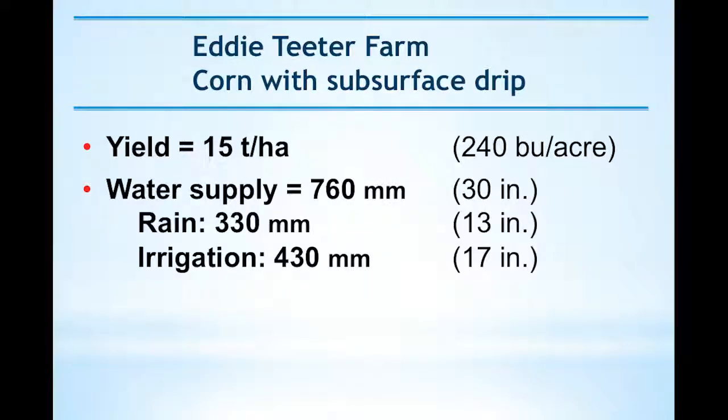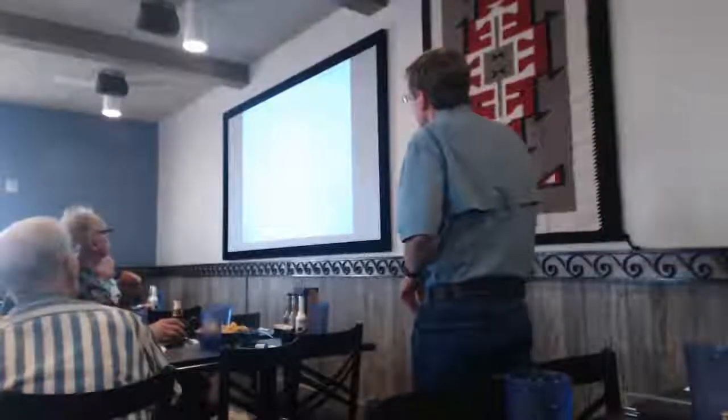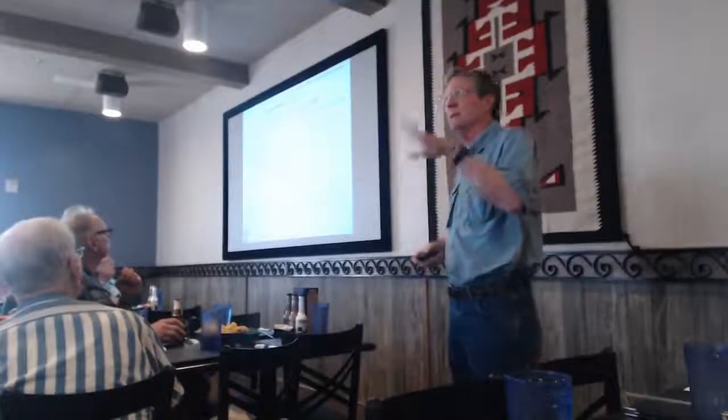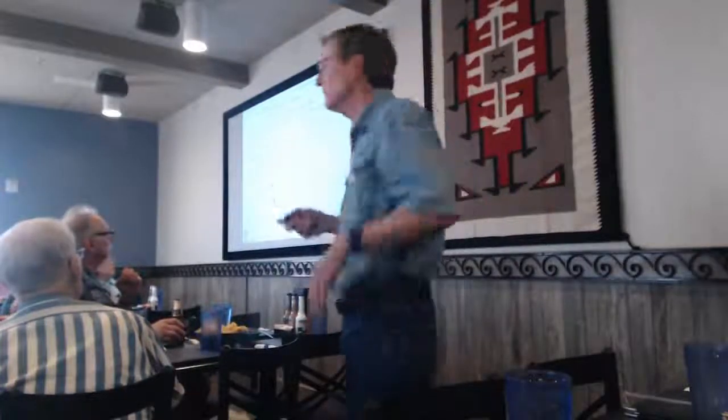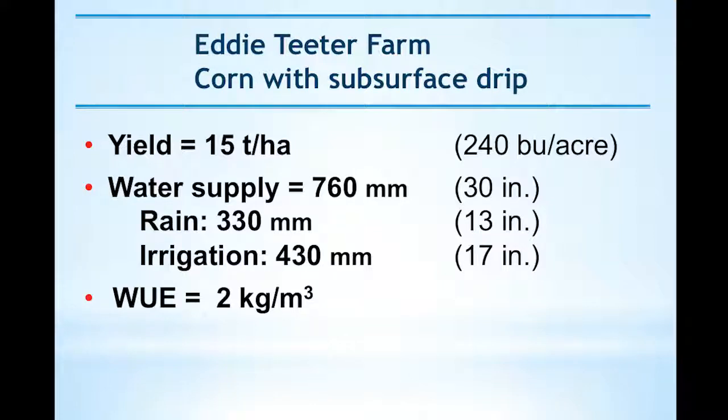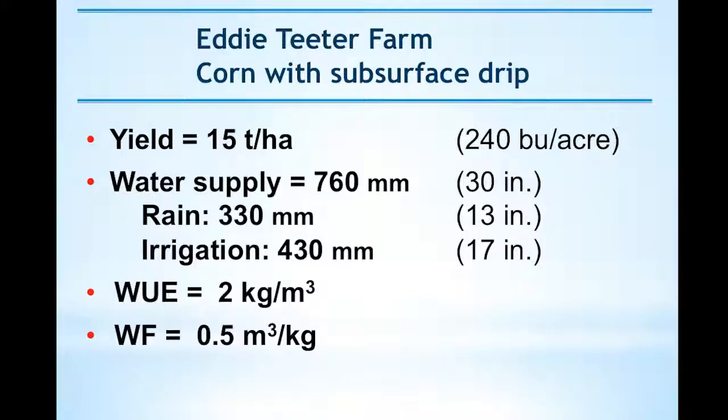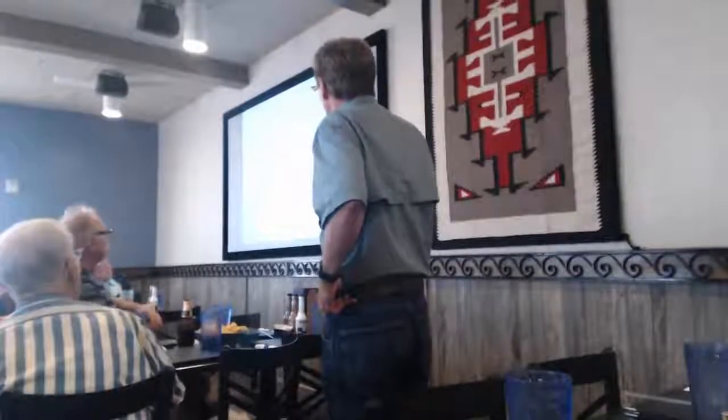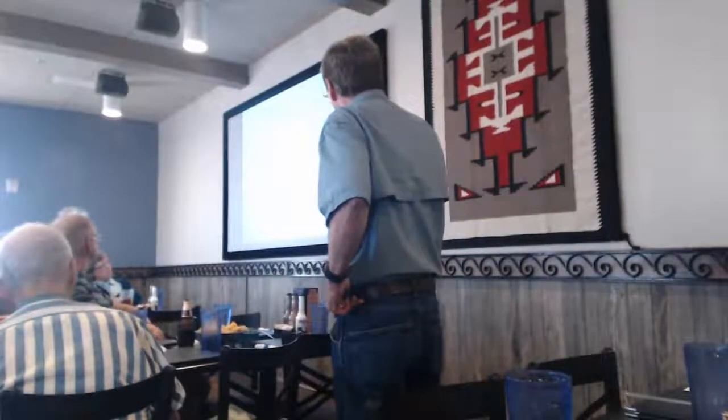The total water supply was 30 inches. And of that, rain was 13 inches, and irrigation was 17 inches. Now, this is the amount of rain that we consider to be effective, and the amount of rain that was from the growing season. And so a calculated water use efficiency is this yield divided by amount of water, which was 2 kilograms of grain yield, it's grain not total biomass, per cubic meter of water. And the water footprint is just the reciprocal. This is 0.5 cubic meters per kilogram of grain.